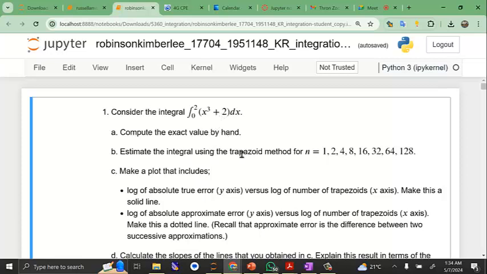And then estimate the integral using trapezoid method, which hopefully you saw way back in Calc 1. And then make a plot. So I've been trying to emphasize, it's not just about calculating the value. It's about seeing how accurate your calculation method is. Every time you compute a number in science, you should always have an uncertainty associated with it.